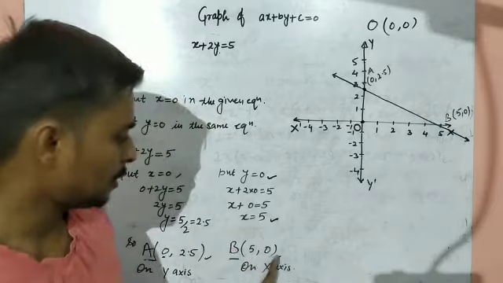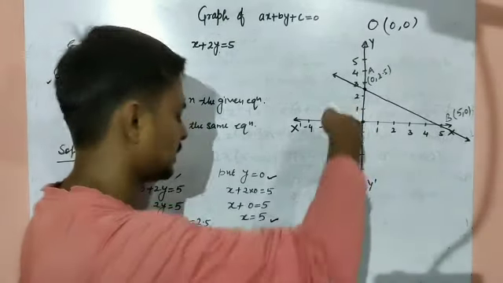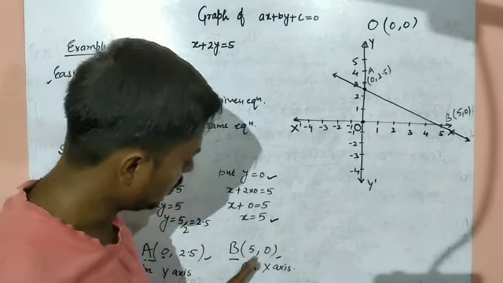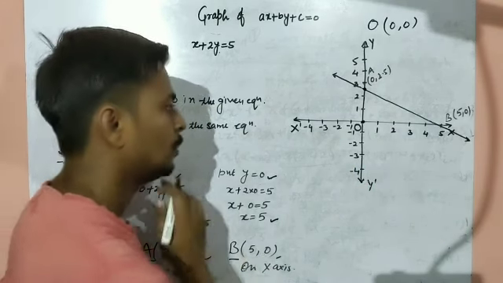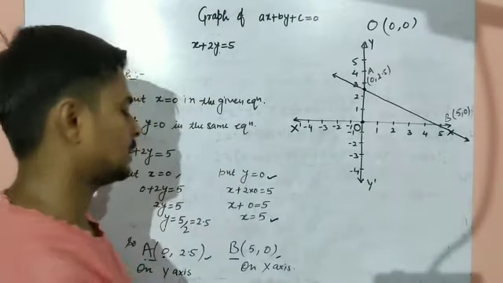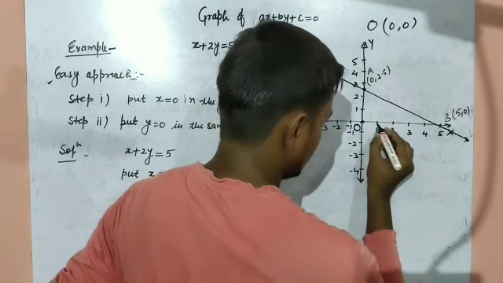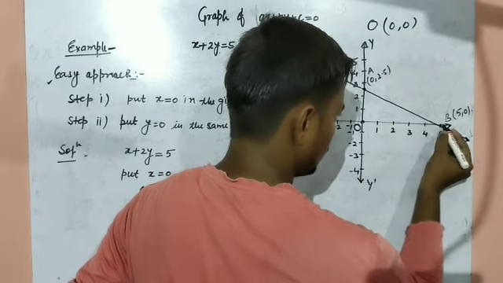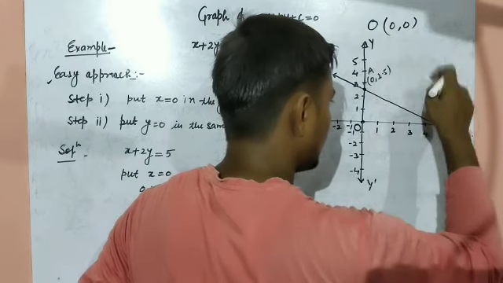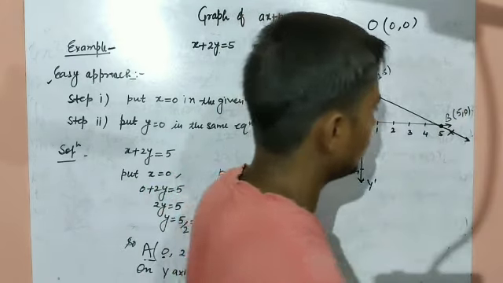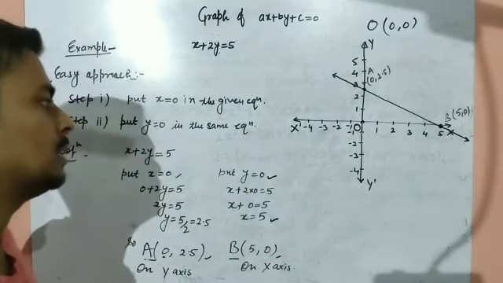Again, this is (5, 0). Here the y coordinate is 0, meaning on the y axis we do not have to move, only on the x axis. This is plus, so in the positive x direction. So this is 1 on the x direction, 1, 2, 3, 4 and 5. We have reached here. No movement in the y direction because y is 0. So this will be the second point, B, (5, 0).